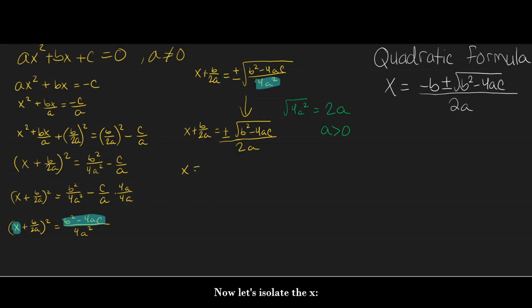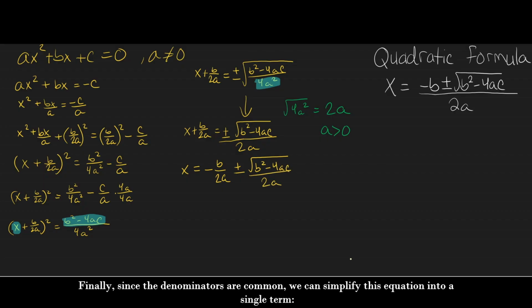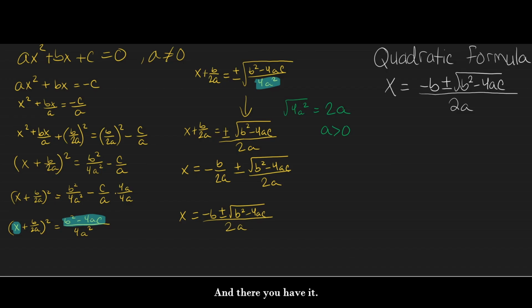x equals negative b divided by 2a plus or minus the square root of b squared minus 4ac divided by 2a. Finally, since the denominators are common, we can simplify this equation into a single term. x equals negative b plus or minus the square root of b squared minus 4ac, all divided by 2a. And there you have it.